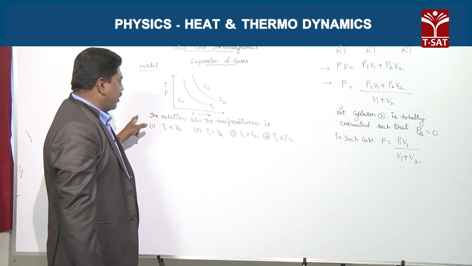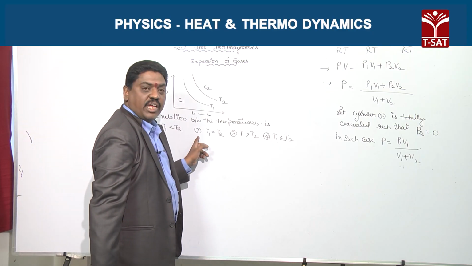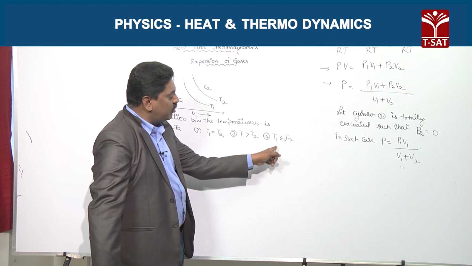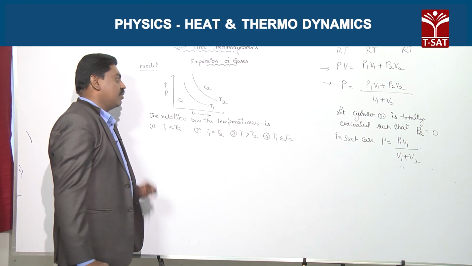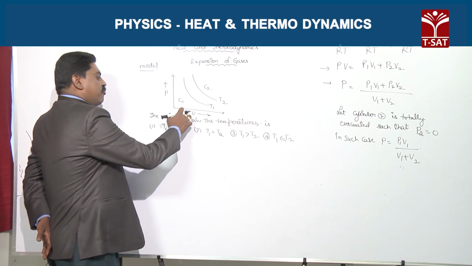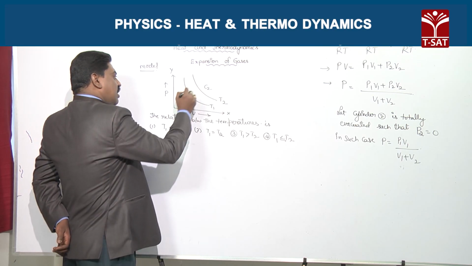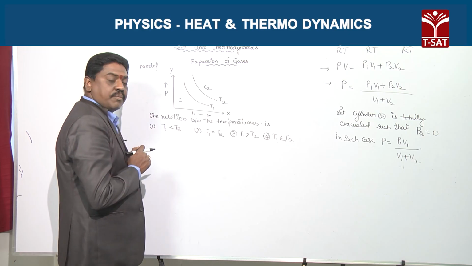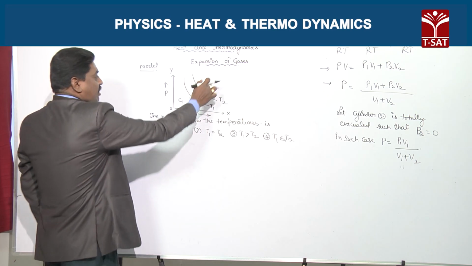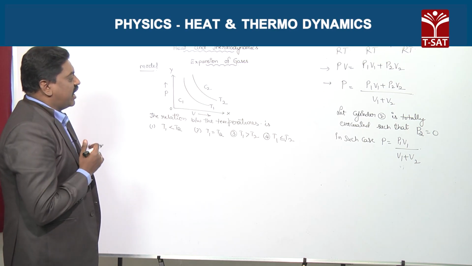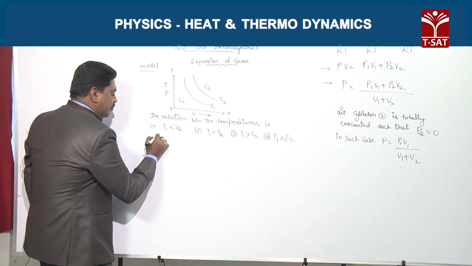In the given graph, the relation between the temperatures is: first option T1 less than T2, second option T1 equal to T2, third option T1 greater than T2, fourth option T1 less than or equal to T2. In the given graph, volume is taken on x-axis and pressure is taken on y-axis. C1 and C2 are the constants. C1 is close to the origin and C2 is away from the origin. The value which is away from the origin is greater than the value which is near to the origin. So, C2 is greater than C1.